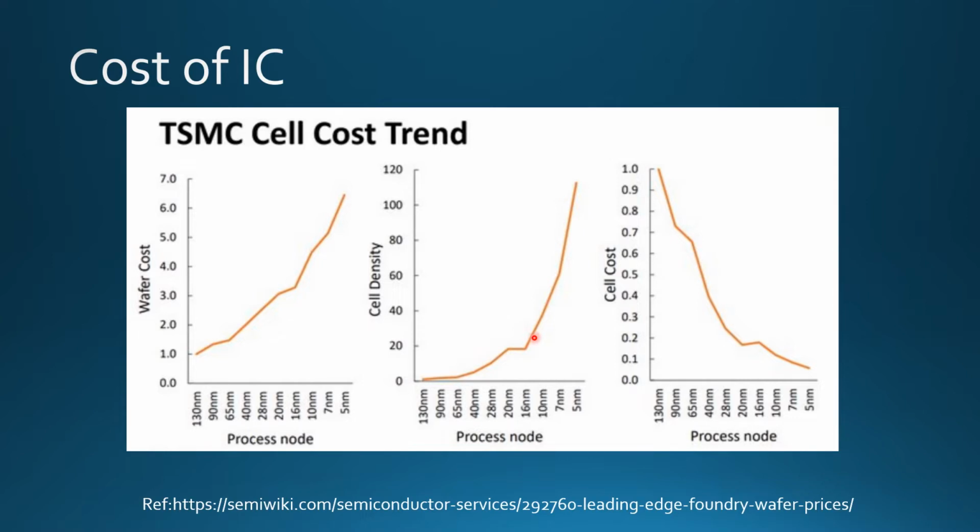If you see, the cell density is also increasing, which means more transistors are integrated in a smaller space. So what will be the cell cost? The cell cost will be reducing because we are able to integrate more transistors in less space as we scale towards the lower technology node.